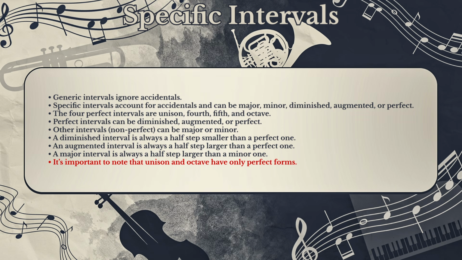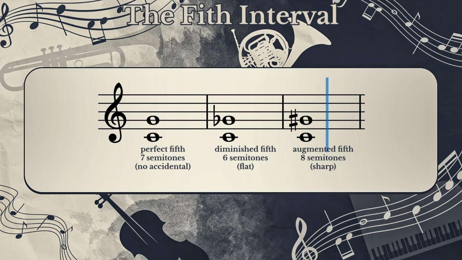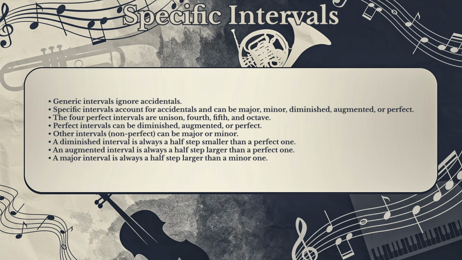For example, a perfect fifth is 7 semitones, and an augmented fifth consists of 8, while a diminished fifth consists of 6. It's important to note that unison and octave have only perfect forms. Another example, the major sixth is 9 semitones, while the minor is 8.